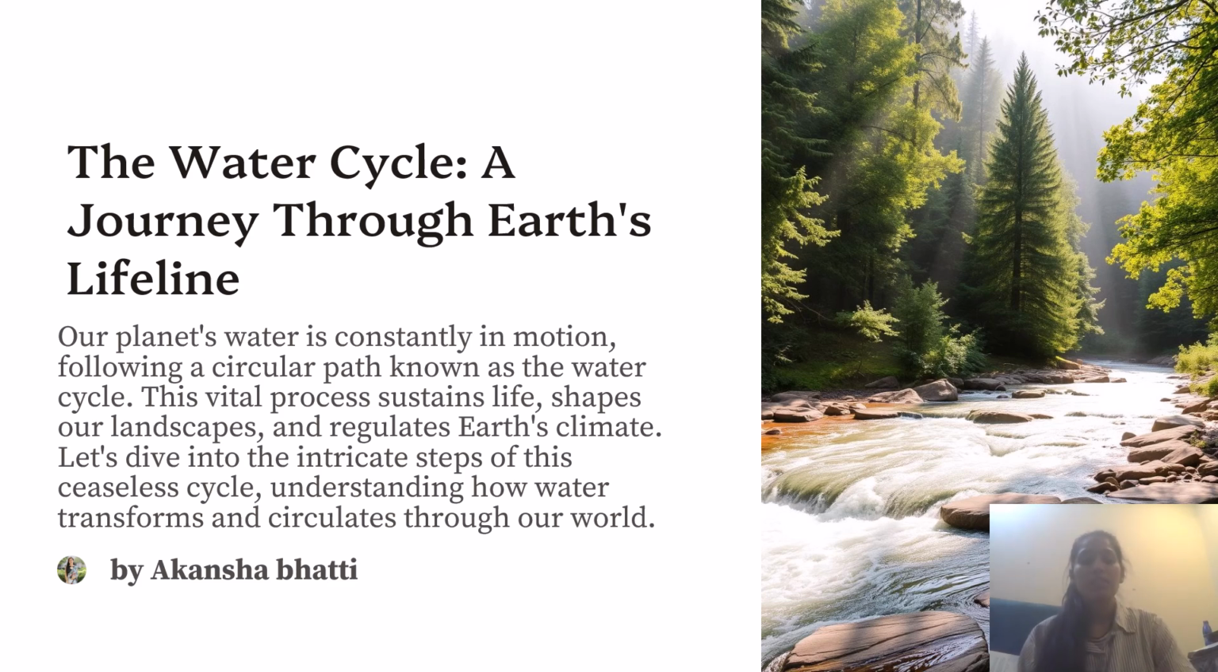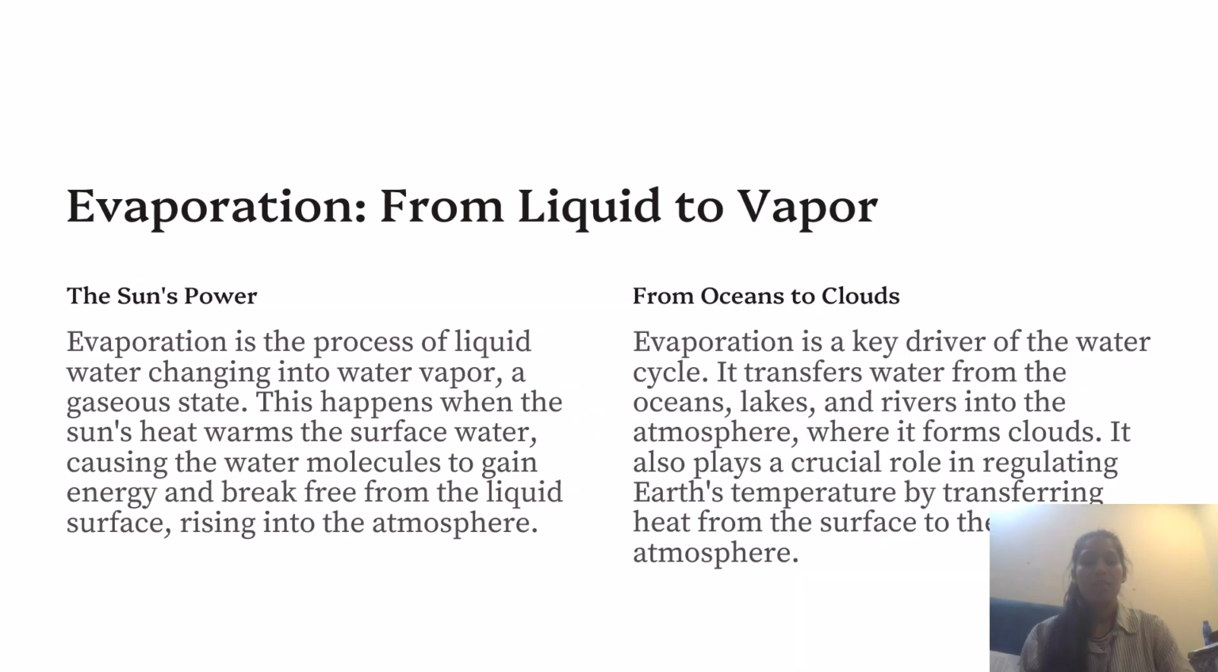So let's see the stages of the water cycle one by one. First of all, evaporation from liquid to vapor. Evaporation is the first step when the sun heats the ocean, lakes and rivers. The surface water gains energy and changes into water vapor. This water vapor rises into the air. Vapor not only moves water into the atmosphere but also transfers heat, helping to cool the Earth's surface.